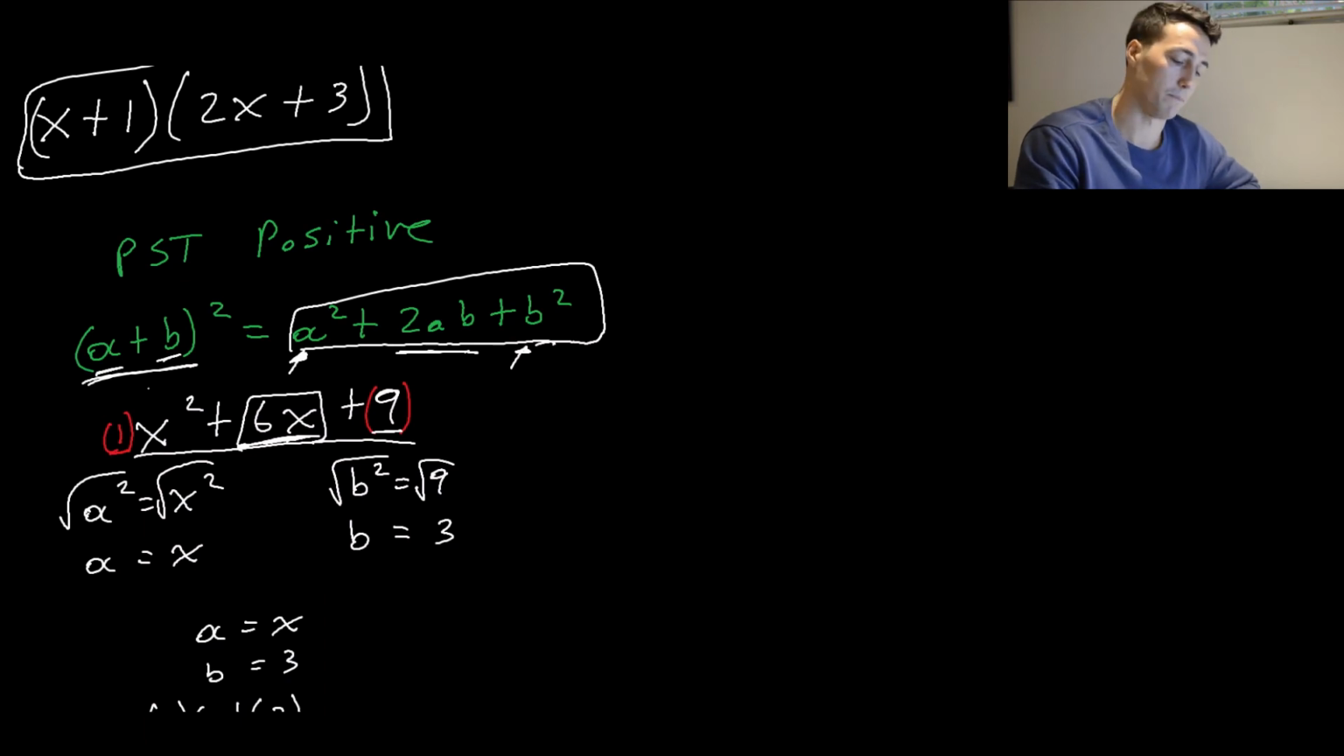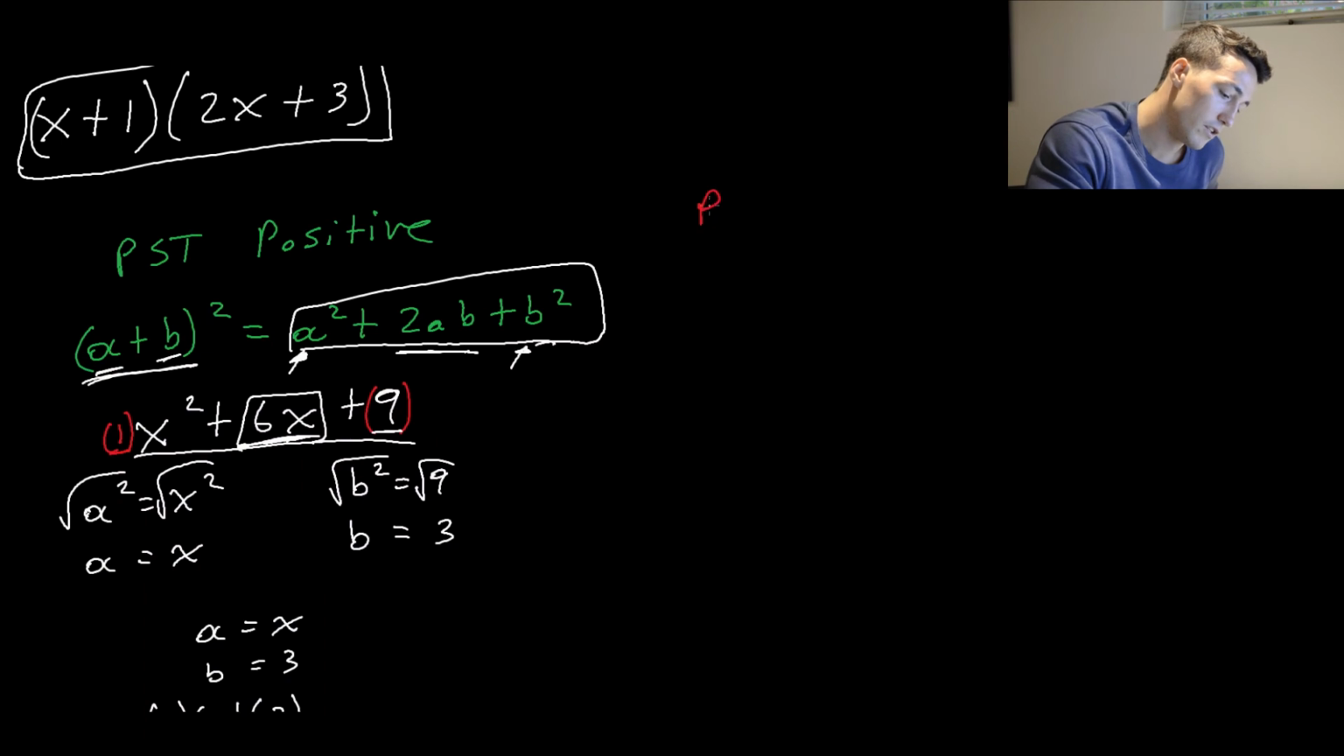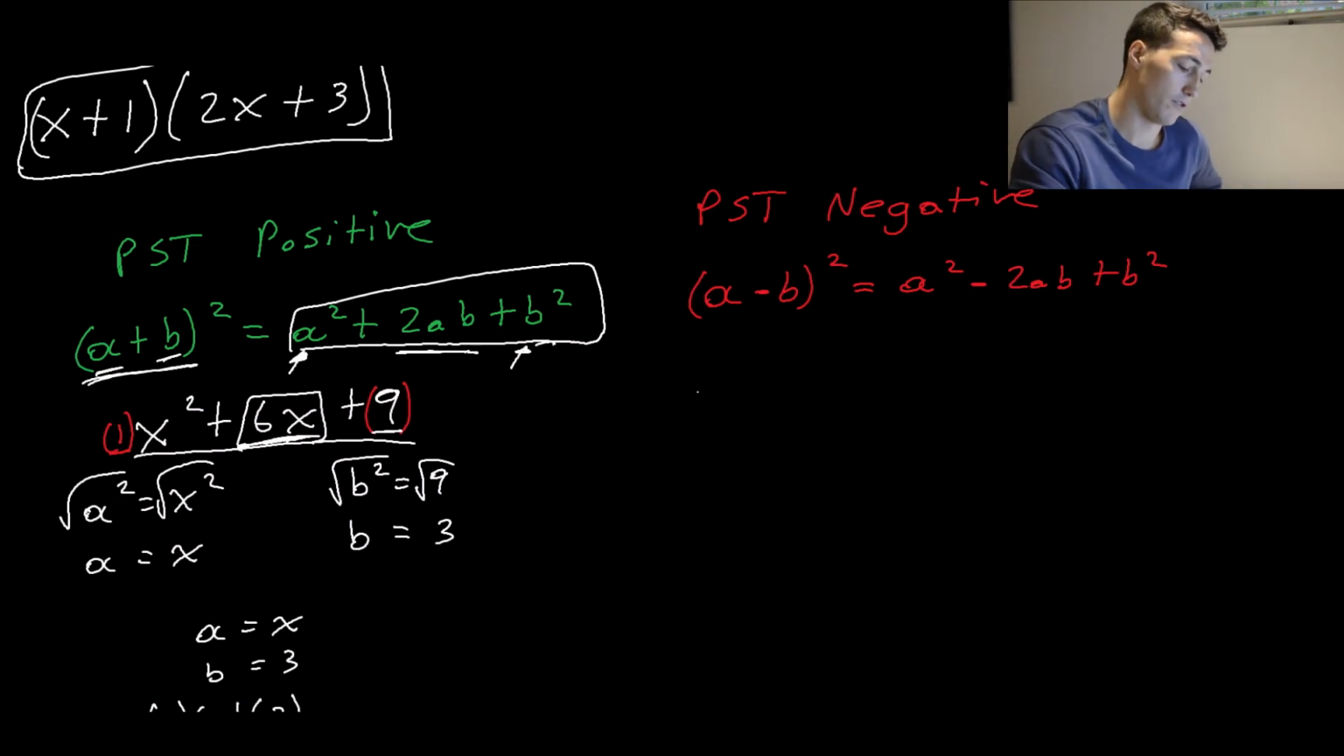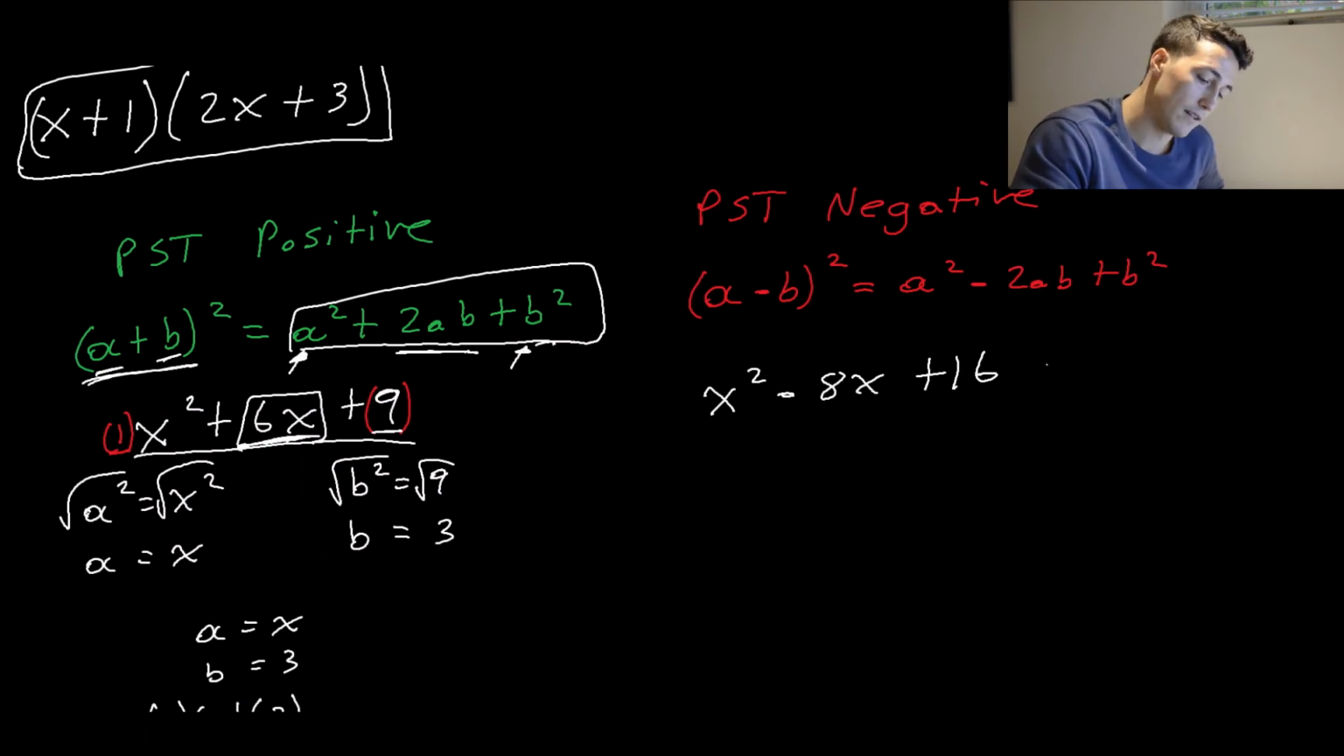And the pattern was a plus b all squared, and it's going to equal a squared plus 2ab plus b squared. So now I'm going to go over a pattern where it's the perfect square trinomial negative. So I'm going to write PST, I'll do it in red, is negative. And this one is of the form a minus b squared equal to a squared minus 2ab plus b squared. And here, the first problem we're going to look at is x squared minus 8x plus 16.